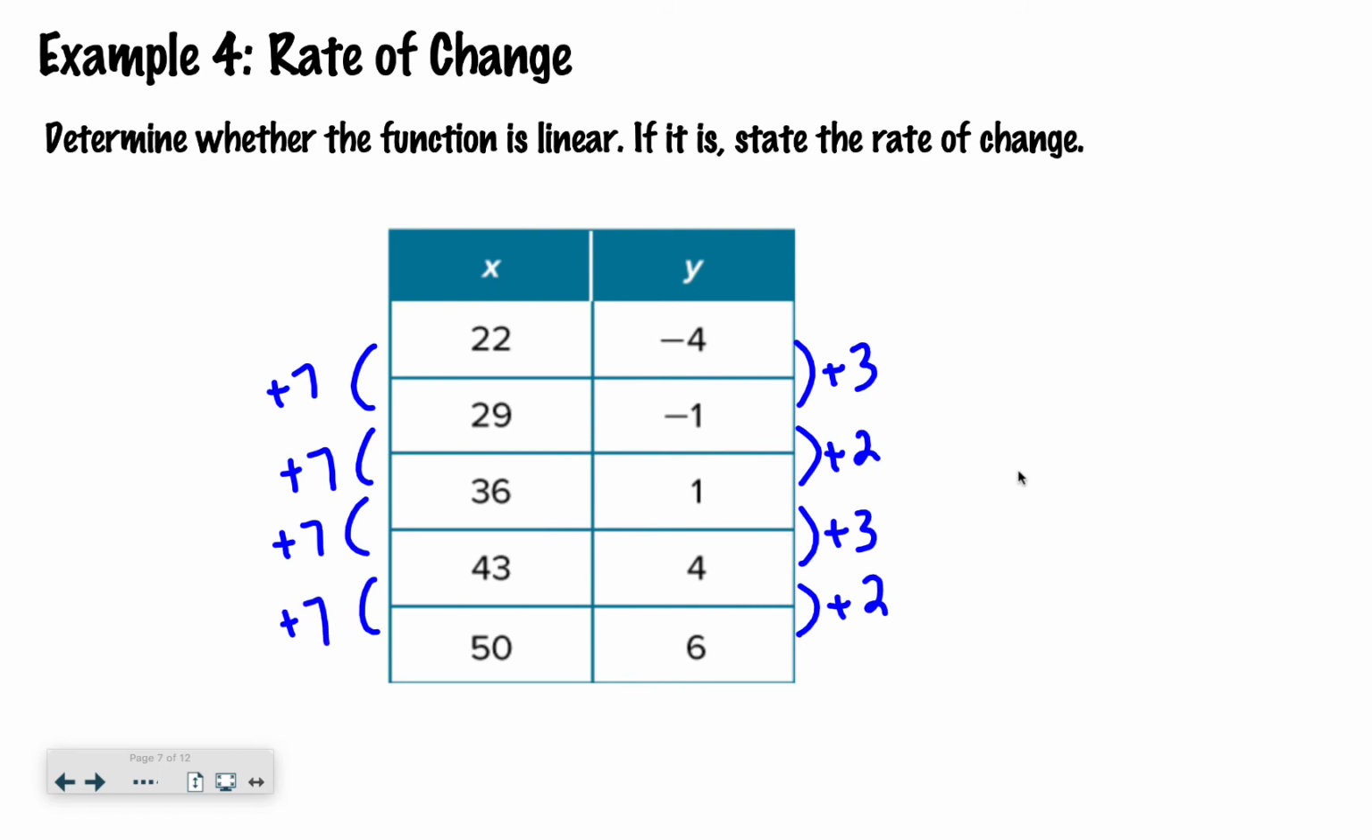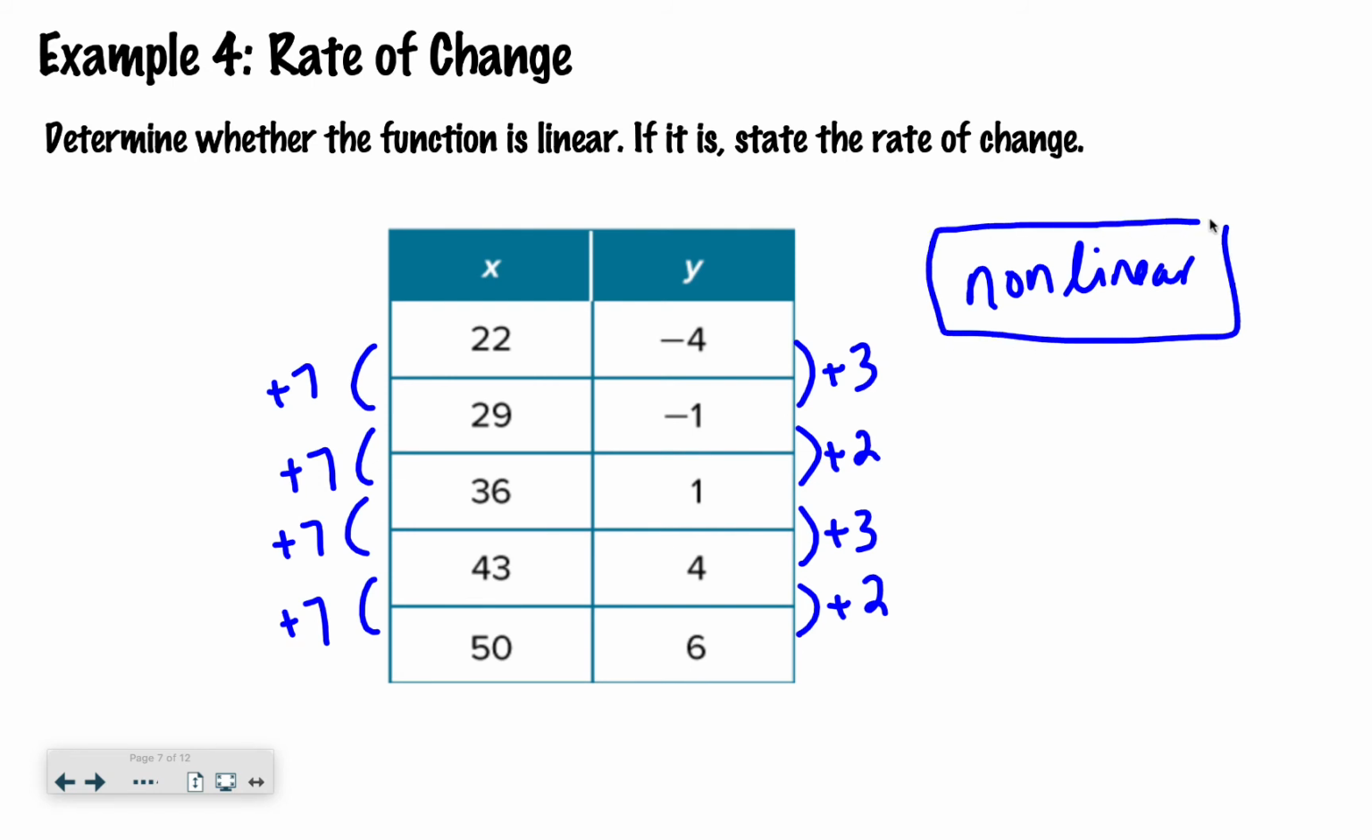Okay, so looking at this, my x's always changed by the same amount. Oh, sorry, can't stop yawning. My x's always changed by the same amount, but my y's, notice it alternated between 3 and 2. And so even though this is a pattern, right, it went 3, 2, 3, 2, it is not linear because these have to be the same number. If your x's are the same number, your y's have to be the same number. Okay, so this is non-linear, which also means it does not have a rate of change.